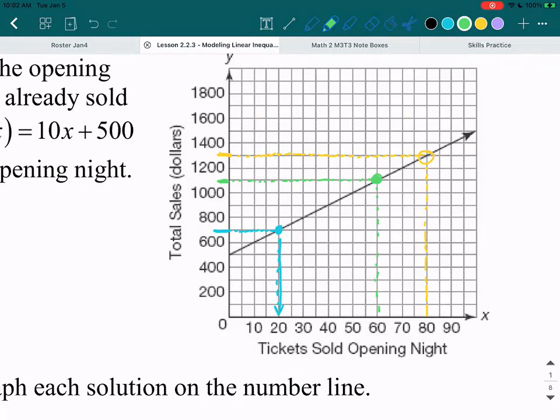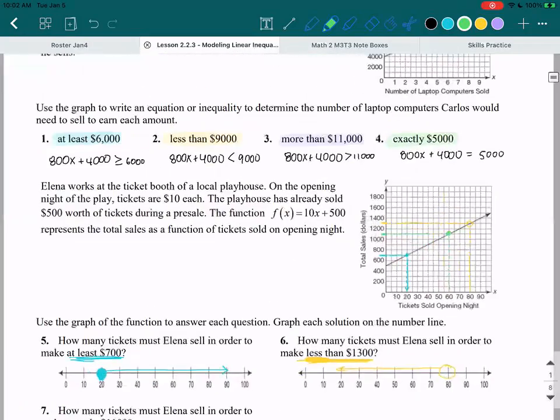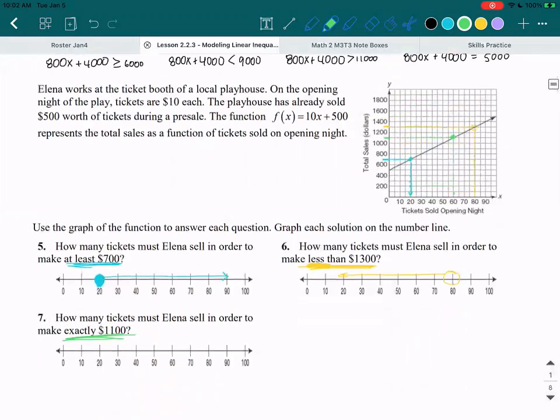So when you draw it on your number line, if you just want exactly $1,100, you only want to sell exactly 60 tickets. No arrow, because you only want exactly this. You don't want to sell more, you don't want to sell less, you want exactly 60. So just the dot filled in, because filled in means you want that number. Okay, so just put a dot on the number 60. Alrighty.